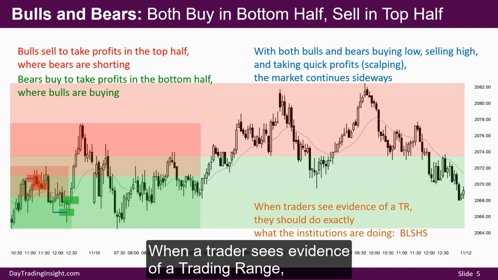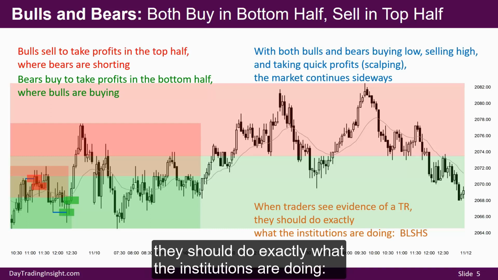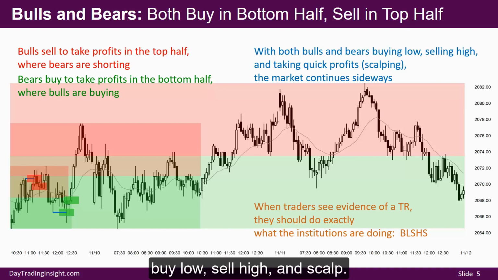When a trader sees evidence of a trading range, they should do exactly what the institutions are doing: buy low, sell high, and scalp.